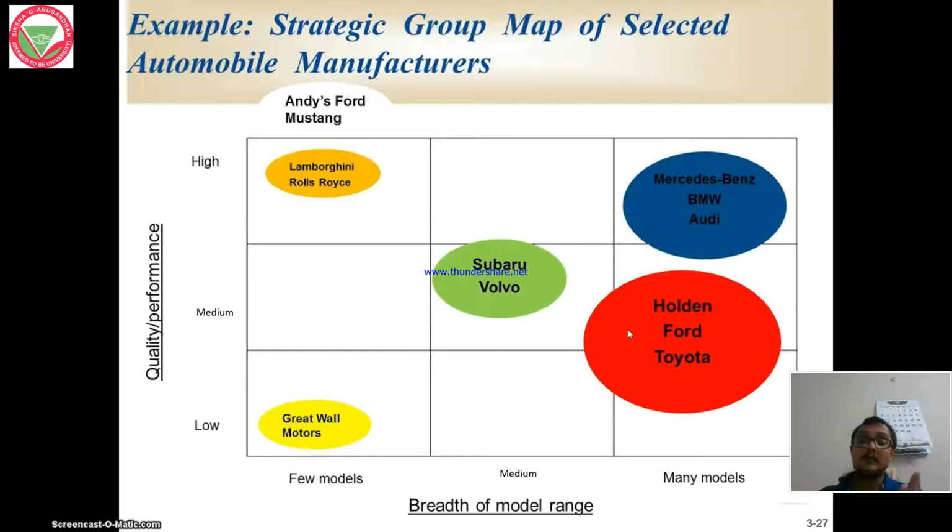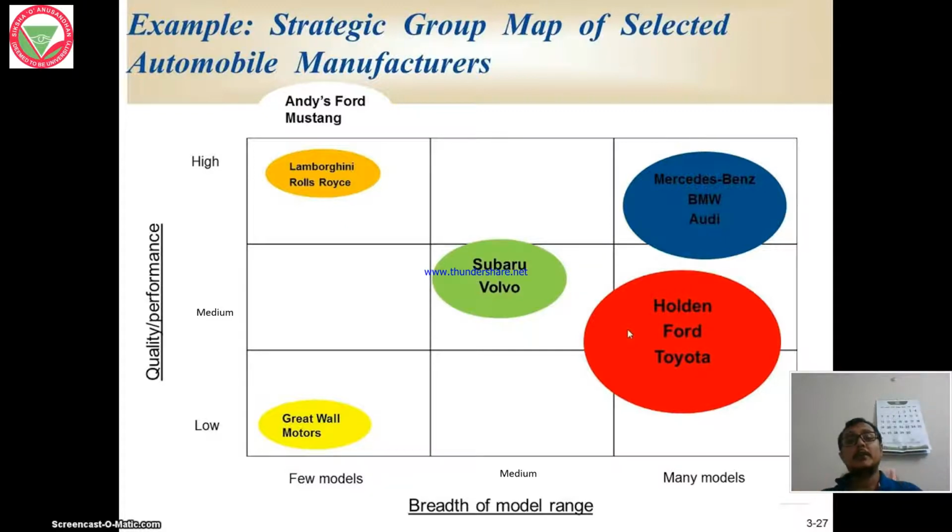Again, quality-wise Subaru and Volvo are superior to Holden, Ford, Toyota, but they may be inferior to the Mercedes-Benz, BMW and Audi. If you see it, particularly the comparison between Mercedes and Lamborghini, Rolls-Royce is again higher than the quality of Mercedes-Benz, BMW and Audi. So it all depends on how exactly you have divided your quality parameters.